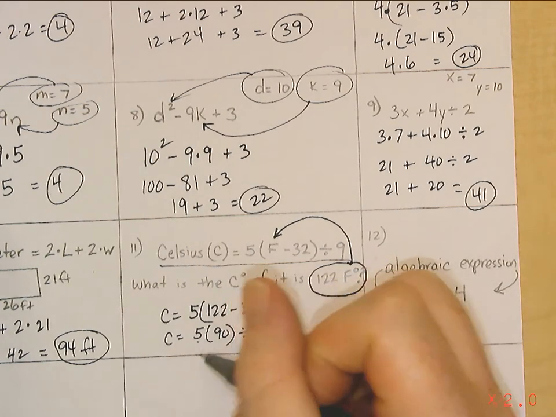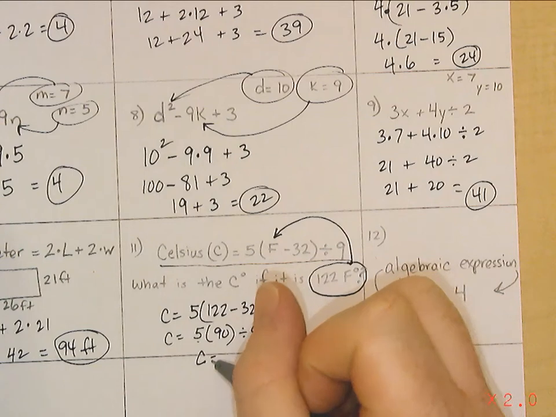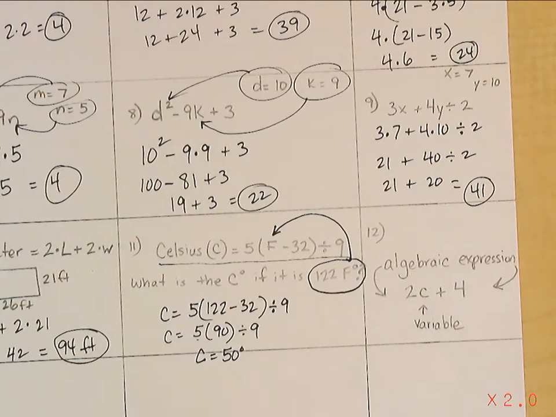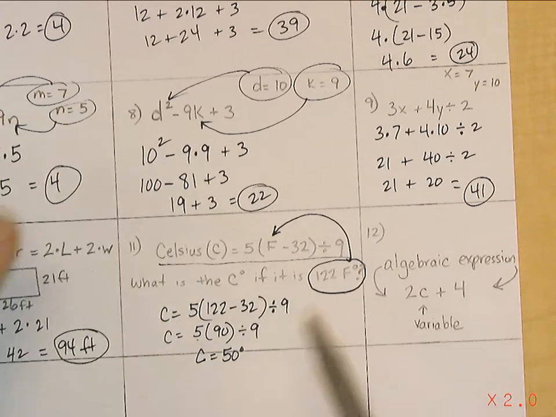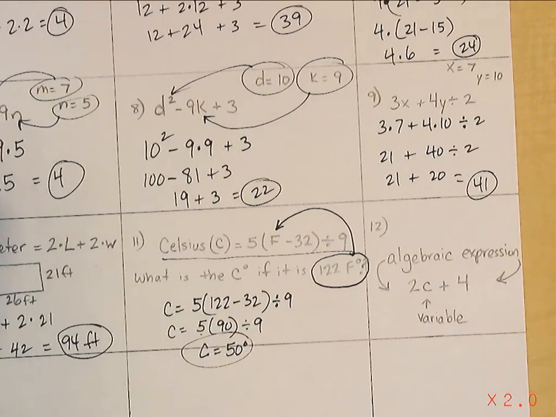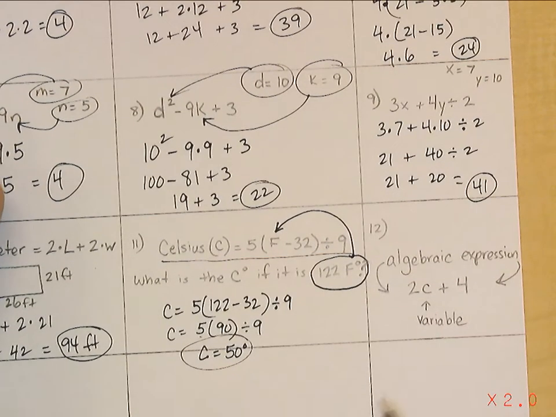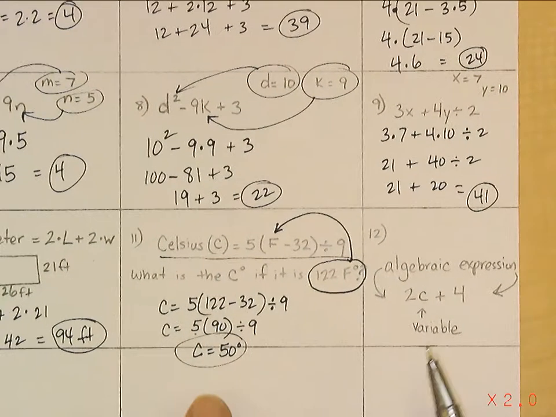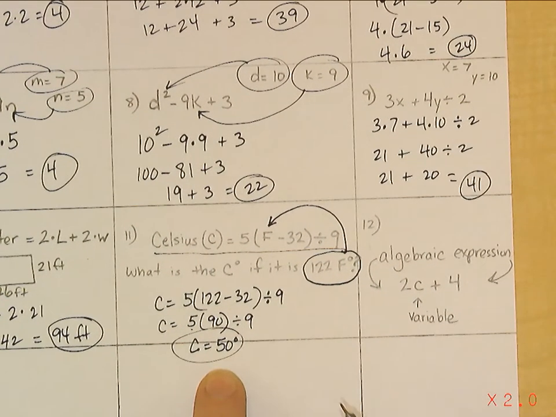So either way, my Celsius is going to be 50 degrees. If it's 122 degrees outside, which is very hot, that means if I look at it through the eyes of Celsius, using the Celsius temperature method, it would be 50 degrees.